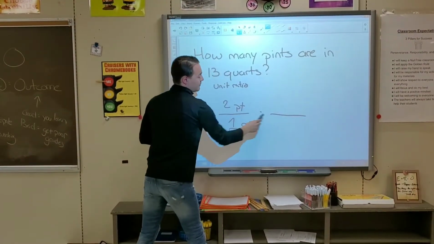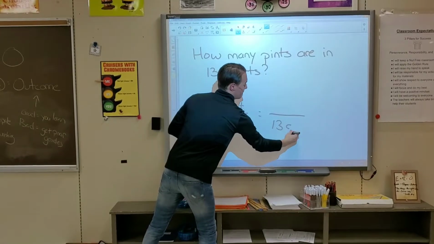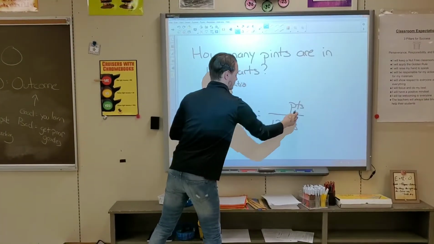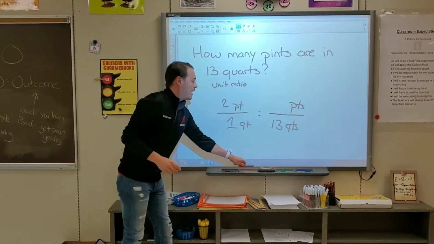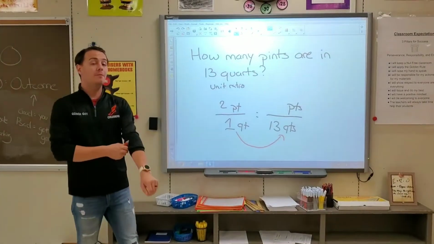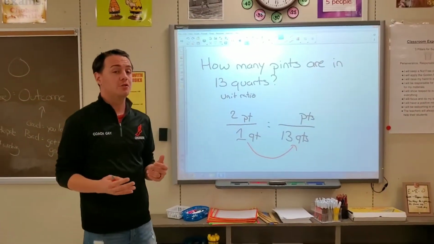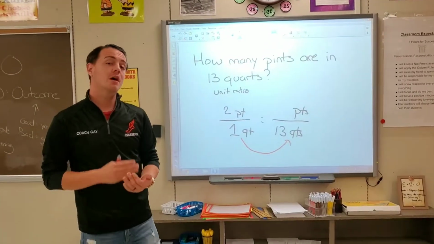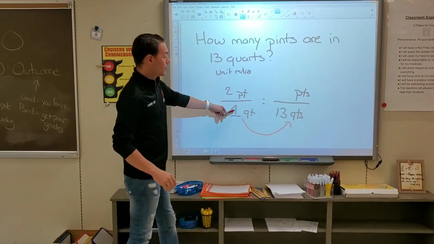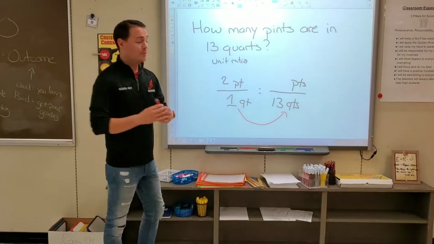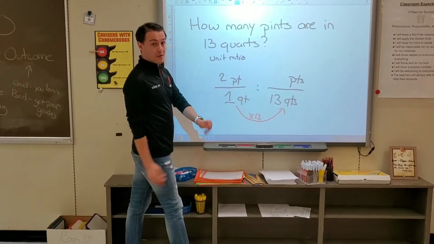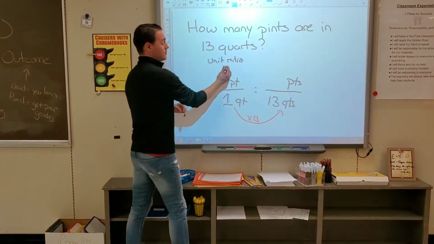13 quarts, I'm going to keep quarts on the bottom. And I'm going to then keep pints on the top. So now I'm saying, how can I go from 1 quart to 13 quarts? Again, remember, to maintain equivalence with our ratios, we must multiply or divide. We can never add or subtract. So when I'm looking at this, to go from 1 to 13, I multiply by 13. So I do golden rule of math. What I do to the bottom, I must do to the top.